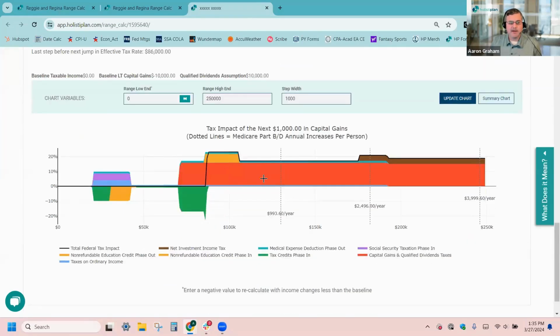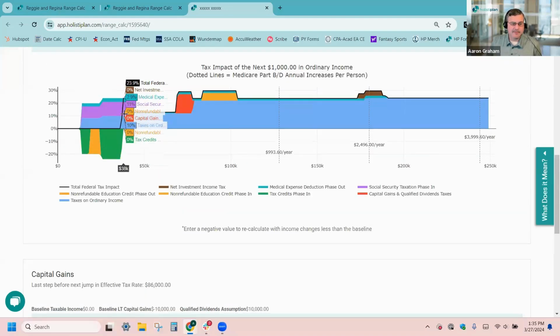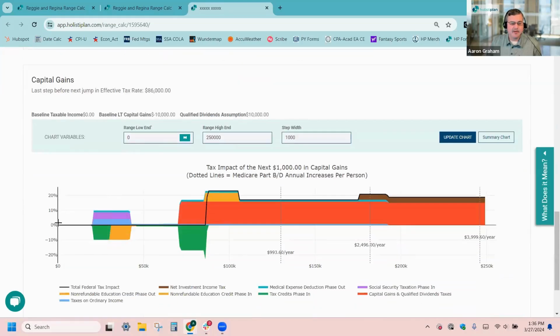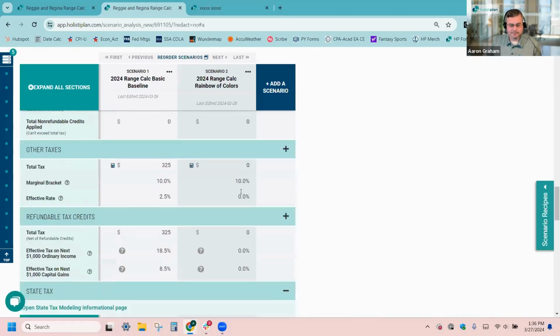Looking here at capital gains, it's a little bit different. As you notice, here's where we start to have a bend up in that black line, suggesting that we start having some real taxable impacts at $35,000. But here's something strange. On capital gains, we don't have it until $85,000. And the reason these are different, we'll go back to the scenario.